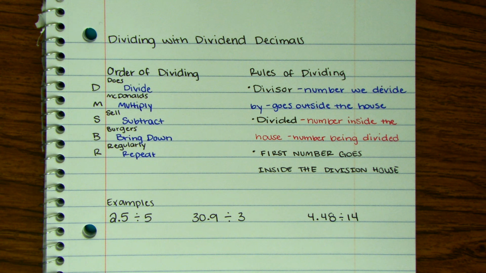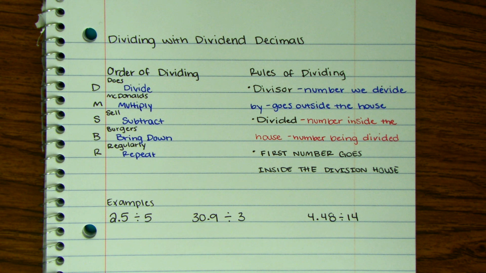Everyone. Today we will be dividing with dividend decimals. So what that means is a decimal will be in what we call the dividend, which is the number that is being divided or the number that goes within the house. So before we start to divide, we're just going to go over our order of dividing and our rules for dividing before we start.